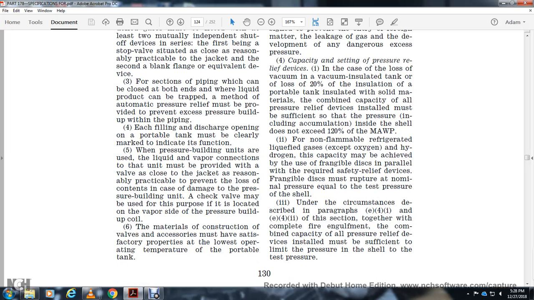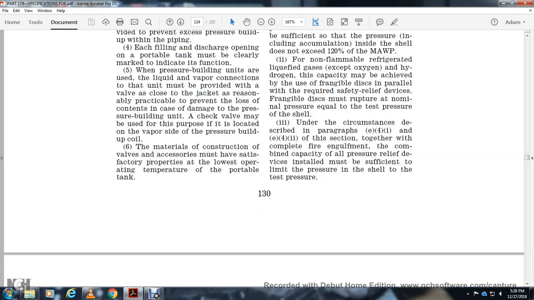In this case, for a vacuum insulated tank and a tank insulated with a solid material, the combined capacity of the pressure relief devices installed must be sufficient so that the pressure, including accumulation, inside the shell does not exceed 120% of the maximum allowable working pressure for non-flammable refrigerated liquefied gas, except for hydrogen. This capacity may be achieved with the use of a frangible disc in parallel with the required safety relief device. The frangible disc must rupture at a nominal pressure equal to the test pressure of the shell. Under the conditions of paragraphs E42 and E421 of this section, together with fire engulfment, the combined capacity of the pressure relief devices installed must be sufficient to limit the pressure in the shell to the test pressure.